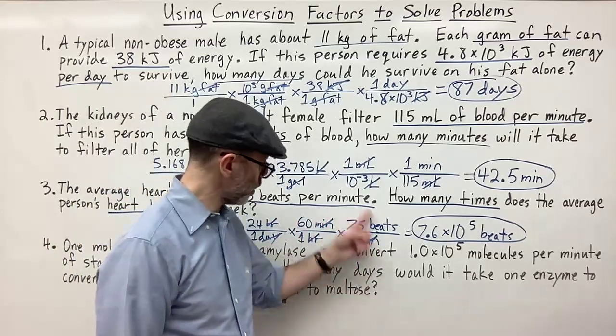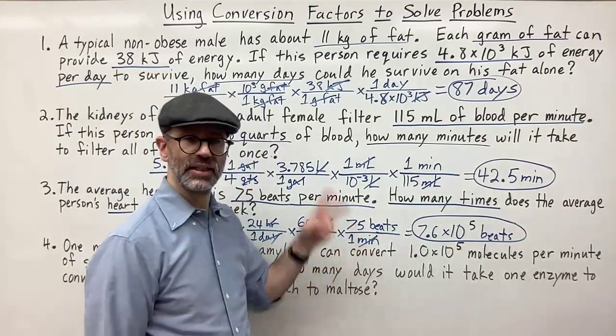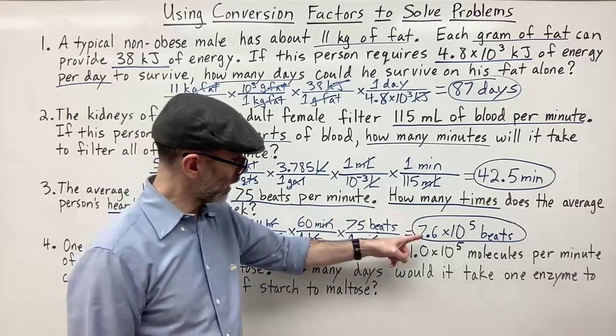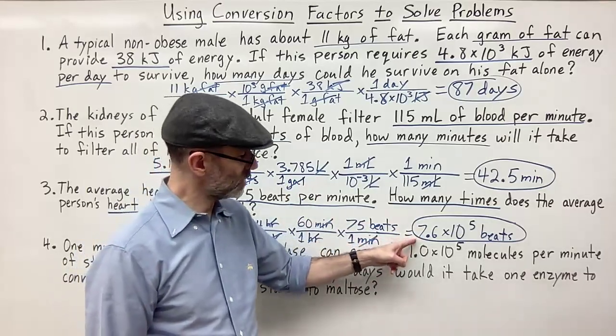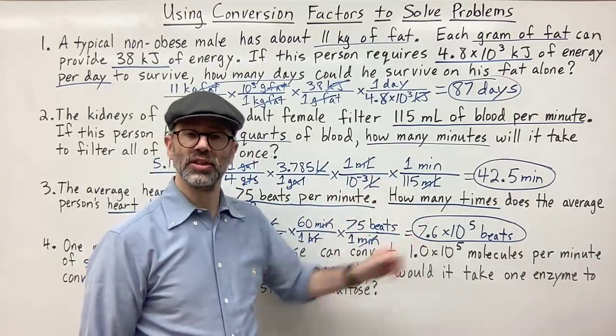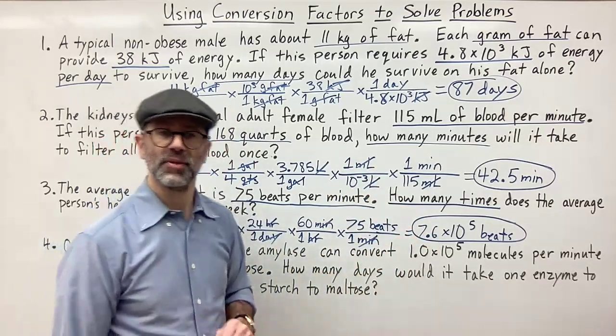This is the only one that's not exact. So 75, that's 2 sig figs. So our answer should have 2 sig figs, and it does, 7 and 6. So this is the right answer.